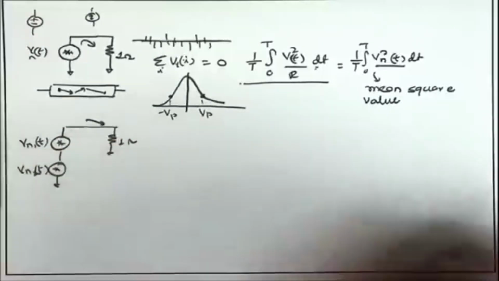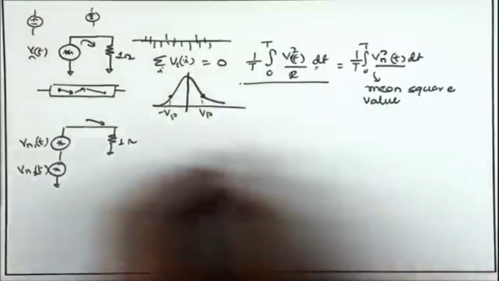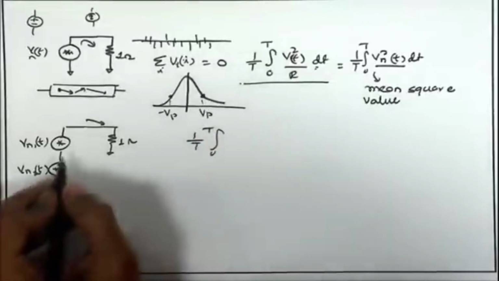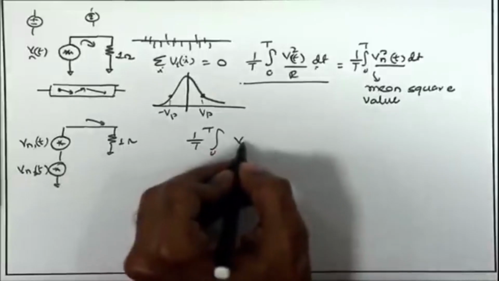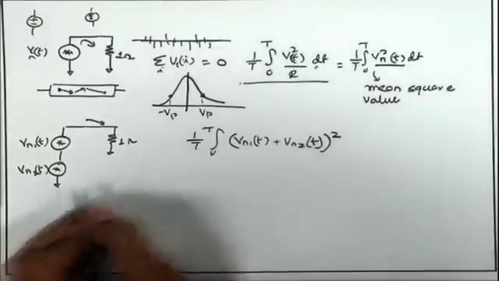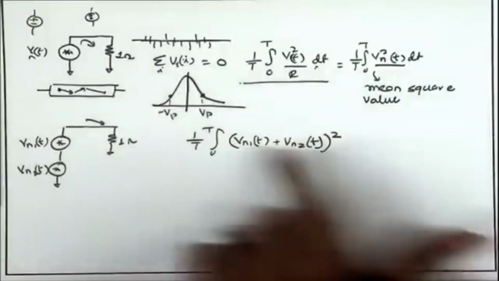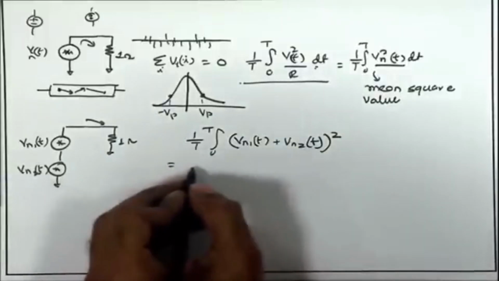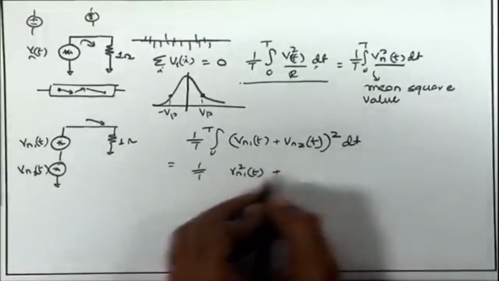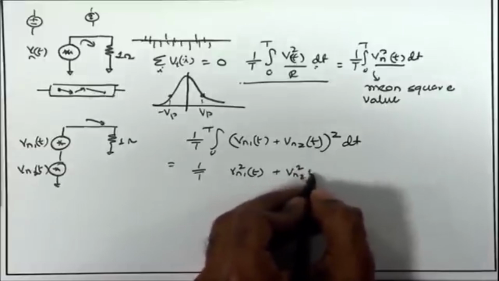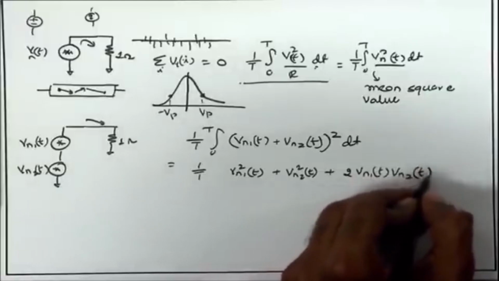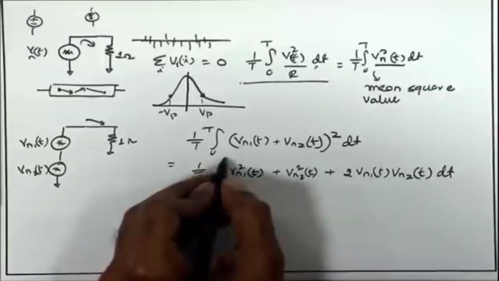Now, if I talk about the power delivered to this 1 ohm load, once again we can use the same expression, 1 upon T, integral from 0 to T, of the total signal. We can take the superposition of these time domain signals, (V_n1(t) + V_n2(t)) squared by R. R is by definition here 1 ohm. So, this is what we get, and we can write this as the integral from 0 to T of V_n1 squared(t) plus V_n2 squared(t) plus 2 V_n1(t) V_n2(t) dt.